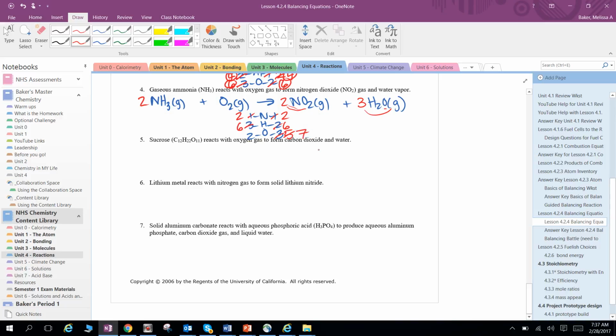Everything's in balance except not my oxygens. So over on the left side, I can temporarily use a decimal here. 3.5 times 2 is 7, but I can't leave it this way because now I want to double all of my coefficients to get rid of that decimal so that it's 4, 7, 4, 6.